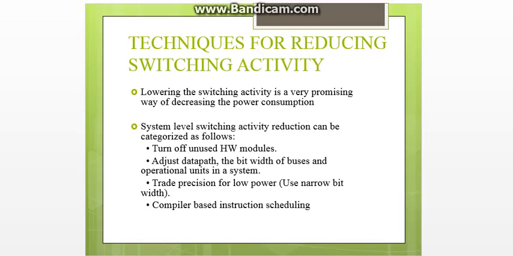First one is for reducing the switching activity. Lowering the switching activity is a very promising way of decreasing the power consumption. System level switching activity reduction can be categorized as follows. First, we can either turn off unused hardware modules, adjust data path, the bit width of buses and operational units in a system, trade precision for low power, or use compiler based instruction scheduling.